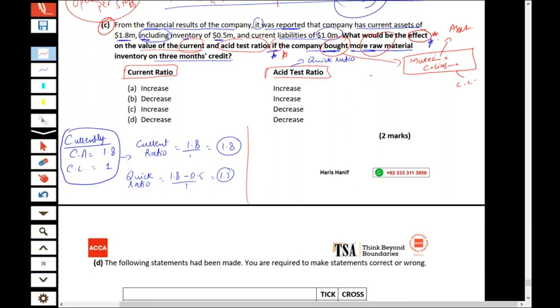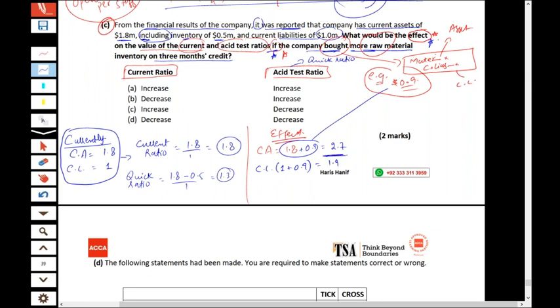Now, just imagine the amount. Let's say I am assuming a random figure, that is 0.9. What would be the effect? My current assets would be 1.8 plus 0.9, this would be my new bought materials, that becomes 2.7, and obviously my current liability would be 1 plus 0.9. It would be additional, that is 1.9.